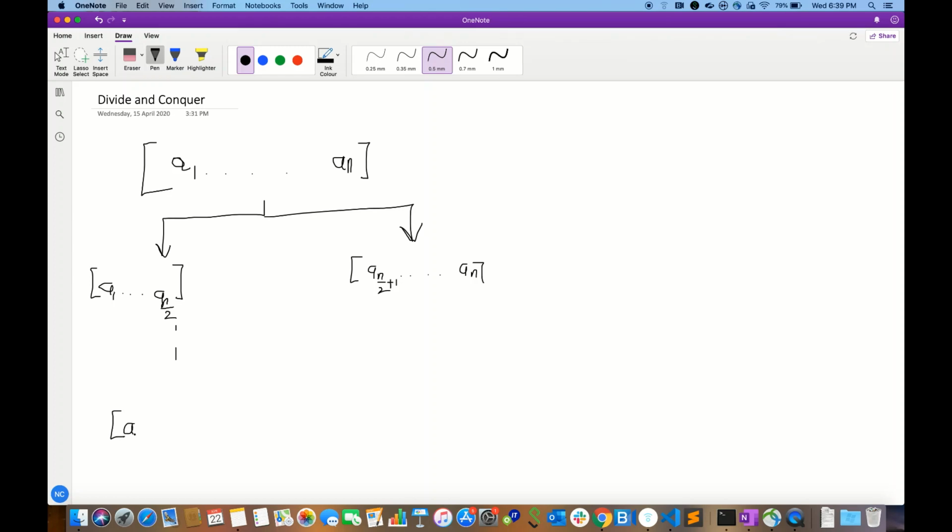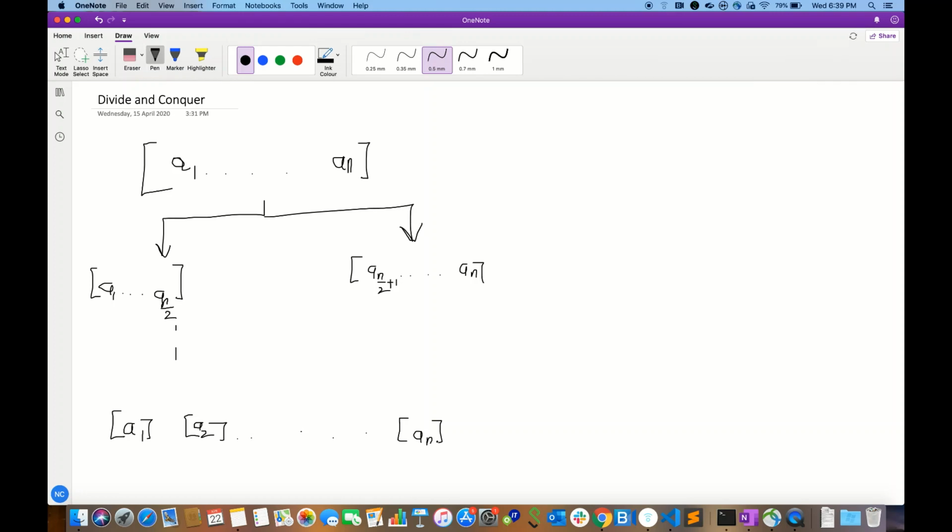what we call a1 and a2. In this way, each element of the array gets reduced to only one element in a sub-array. So this is the generic explanation of what a divide and conquer algorithm looks like.